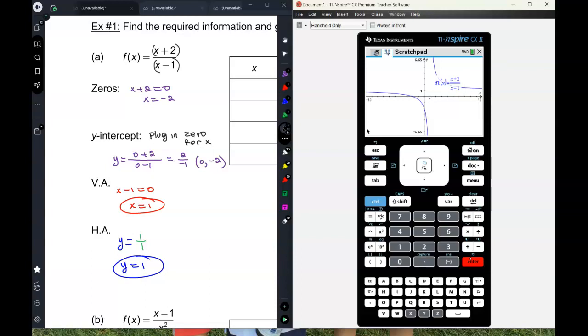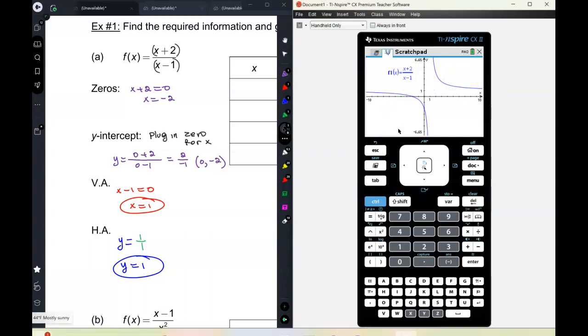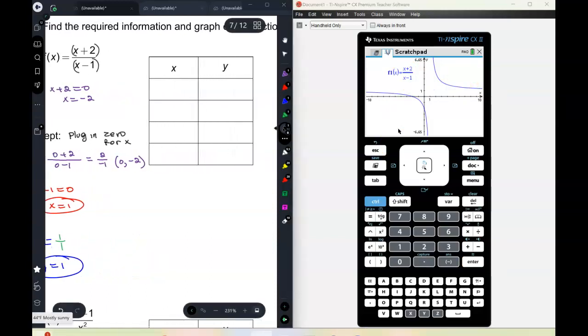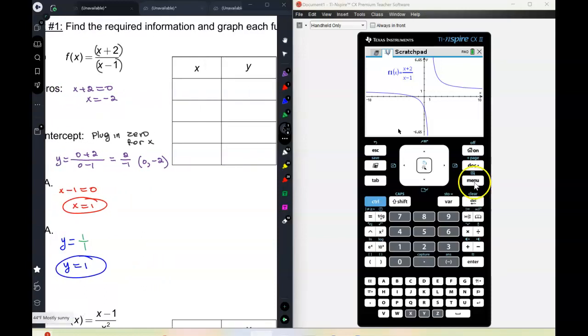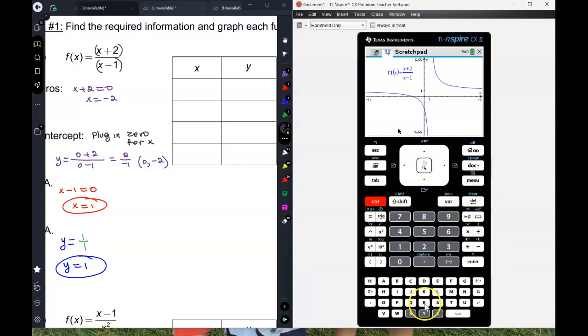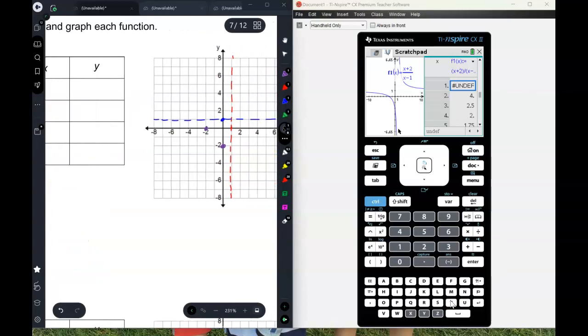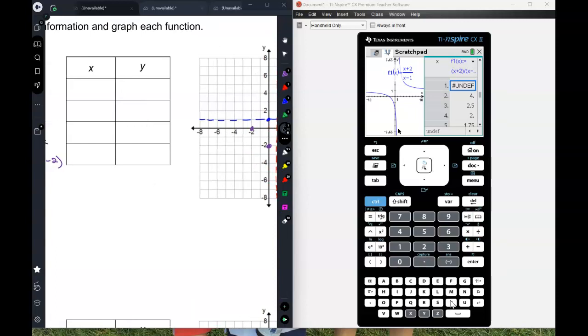All right. Now, I've asked for some points here. So let's go to control table. Control T. Do you see how at x equals 1, it's undefined? Because what was x equals 1? The vertical asymptote, that red asymptote. So you can never use that in your table.